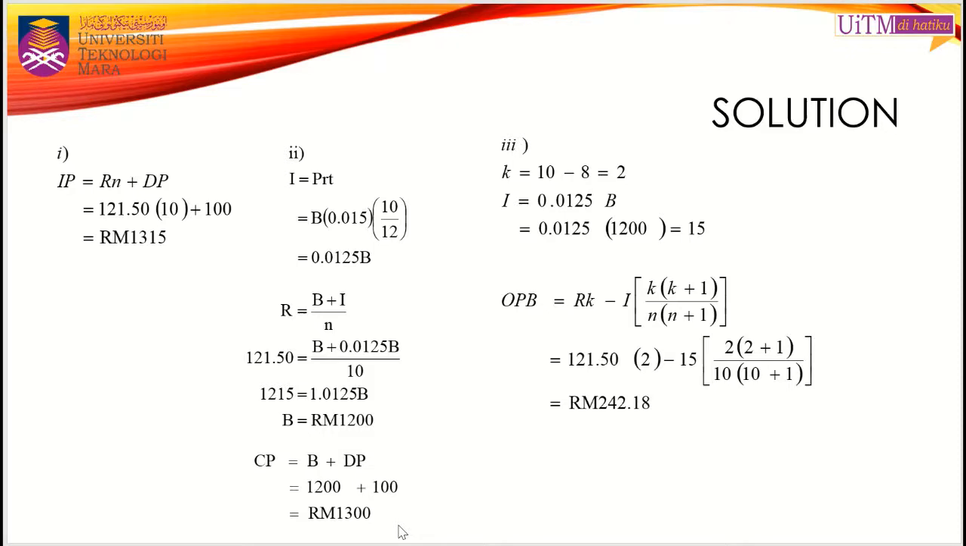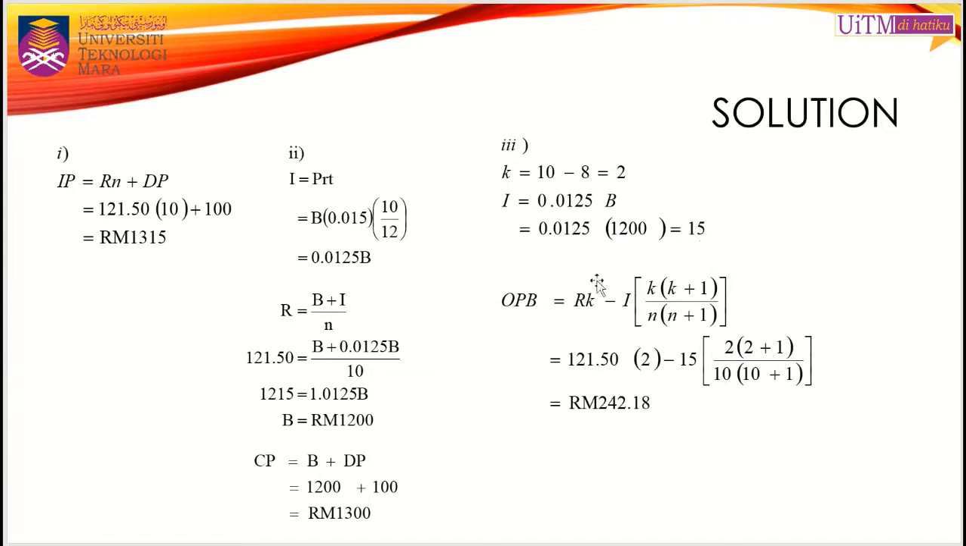Okay, the last part of the question asks you to find the outstanding payment balance after you have made the 8th payment. The total number of payments is 10, so you already made 8 payments, which means you are left with another 2 payments. So in this case, you have K equal to 2. You can also find the value of I, the interest, by using the relationship that you found in the previous solution, where I is equal to 0.0125 B, and you substitute B with 1200, so you have I equal to 15 ringgit.